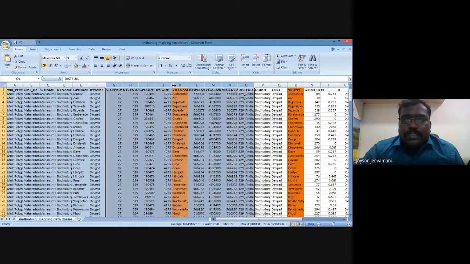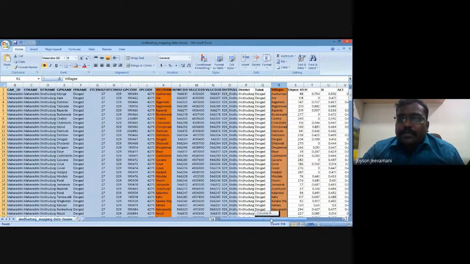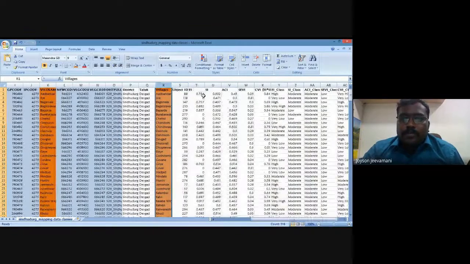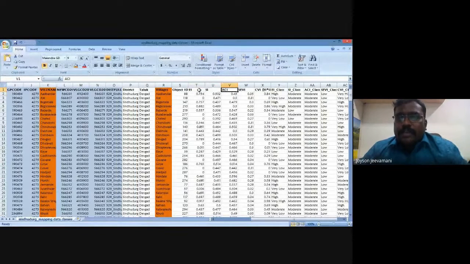So these are the parameters which I copied from that table. This is the village name in that shape file. What I did now is I have used the same name here and compiled the data. For example, as I explained, the exposure index, sensitivity index, adaptive capacity are all now entered here against the village's name.